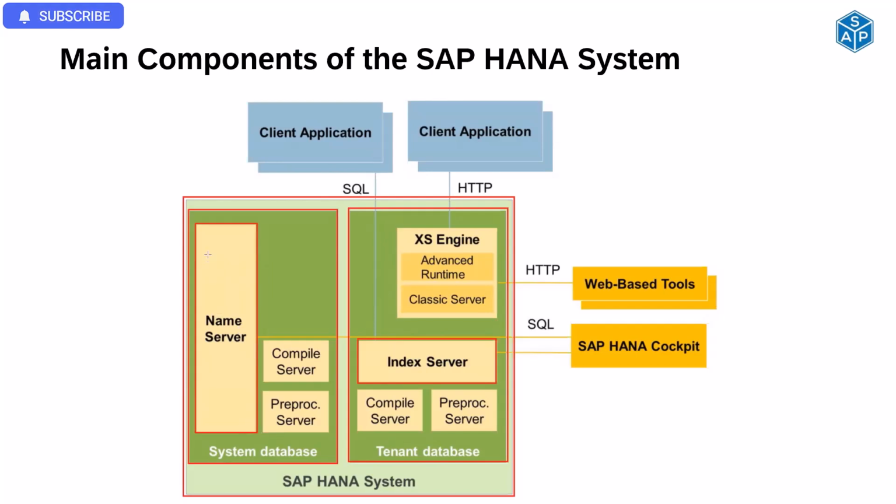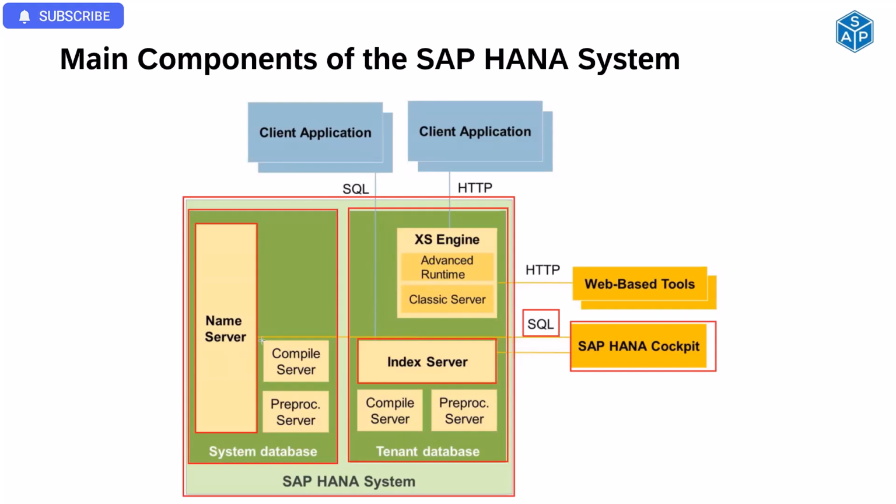So this is the main component: a name server for system DB and an index server for tenant DB. So for example, if you connect with your SAP HANA cockpit, it connects to the index server or the name server of your respective database. And how does it connect? It connects using the SQL interface, SQL queries.